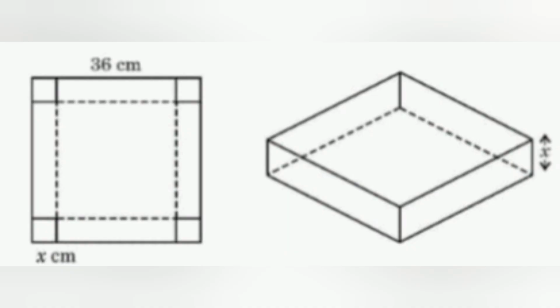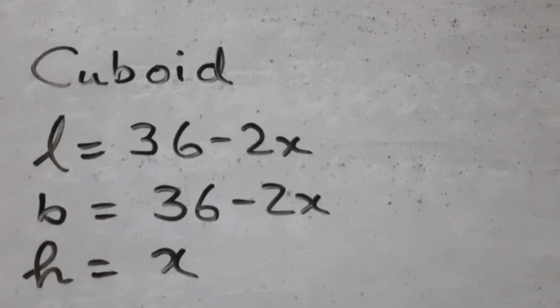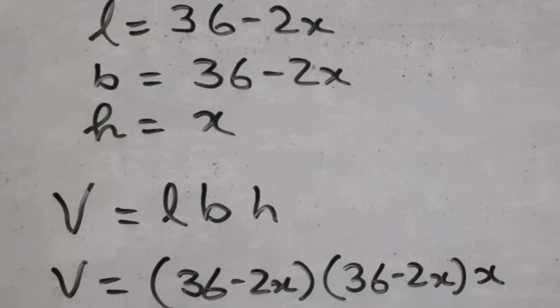Clearly, the length of the cuboid is 36 minus 2x. Breadth of the cuboid is also 36 minus 2x. Height of the cuboid is x centimeter. Volume of the cuboid is L into B into H.